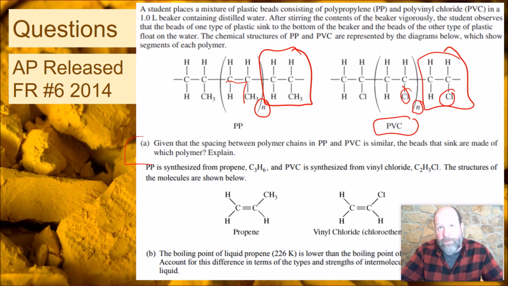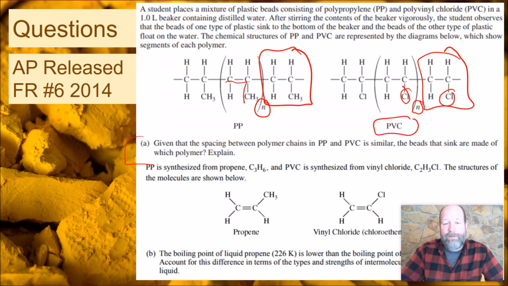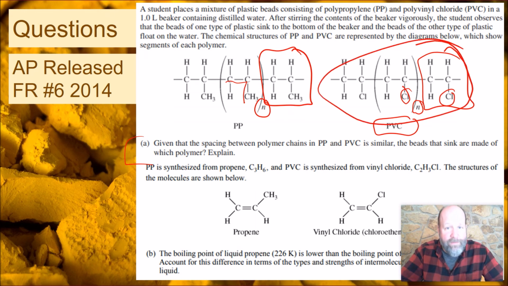Now, what's the chlorine's weight versus a methyl group's weight? Carbon's 12, hydrogen's 3, so that's about 15. And chlorine is 35.45, so that's a lot bigger than 15. So that means that this one is more dense because it has more mass in roughly the same amount of space, because it says the spacing is similar. So I don't know that you really even need to know about polymers to answer that question. That seems pretty straightforward. Mass over volume.